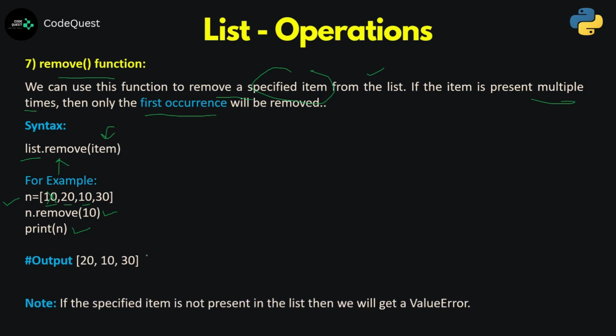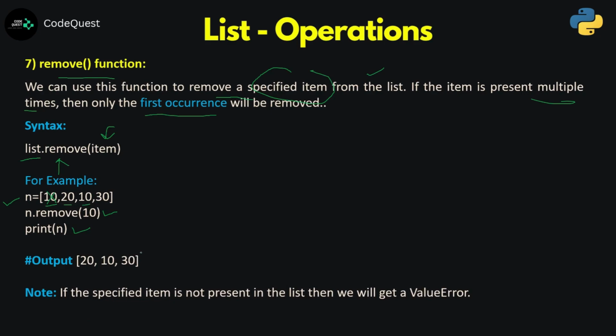Now, if you are trying to remove an element or item which is not present in the list, let's say here I apply 50, so 50 is not available in the list. At that point of time, we'll be getting an exception saying ValueError, because it is unable to find the value that is to be removed from this list.